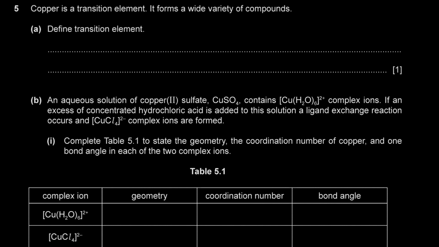So here we have question number 5. It says copper is a transition element. It forms a wide variety of compounds. Part A says define transition element.